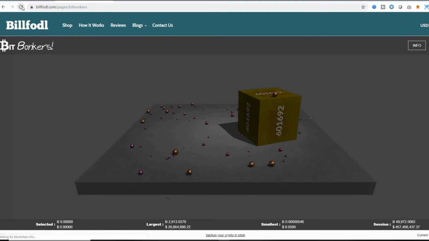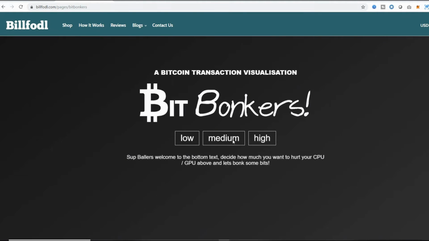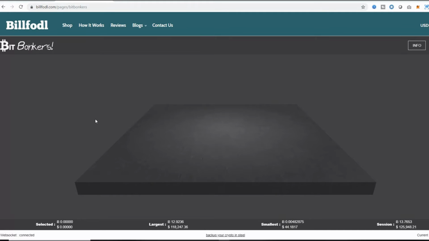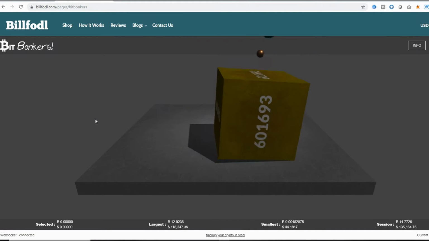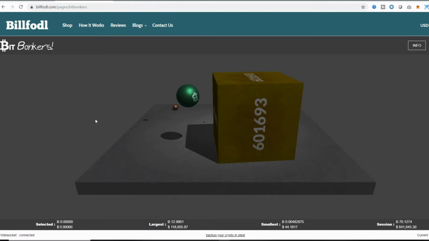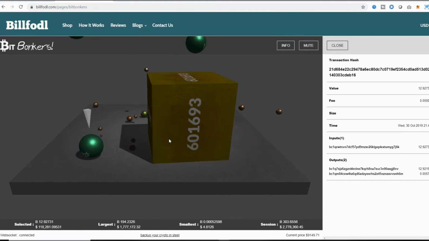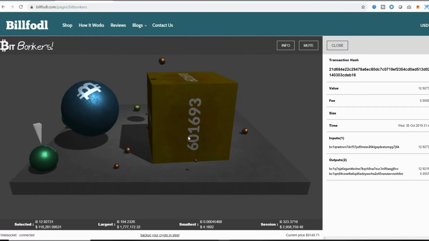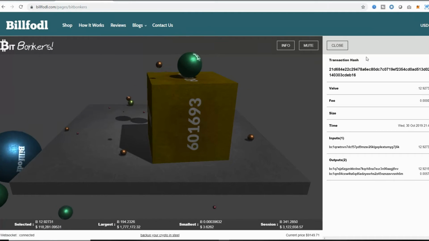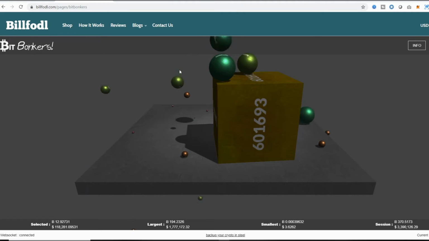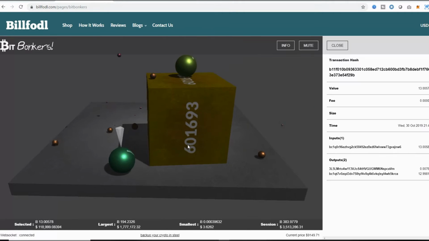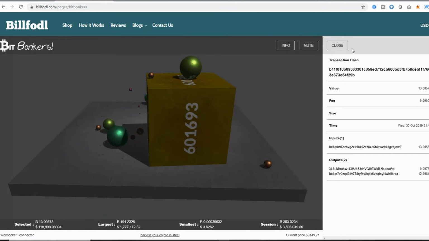601,692. Let me go right now and refresh that to see what type of visualization I can get from these. And you can see, here we go. Block 601,693 just took place. And these are the different transactions that are inside. If I click on any of them, you can actually see the details for that transaction. So let's go into one of these right here. I can see the transaction hash for it. I can see the time. I can see the various inputs and outputs for that transaction and even the transaction hash.